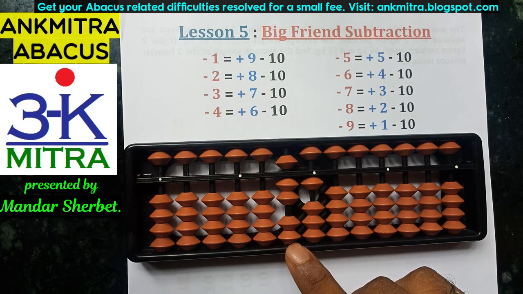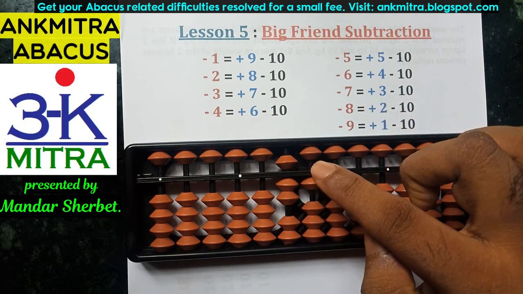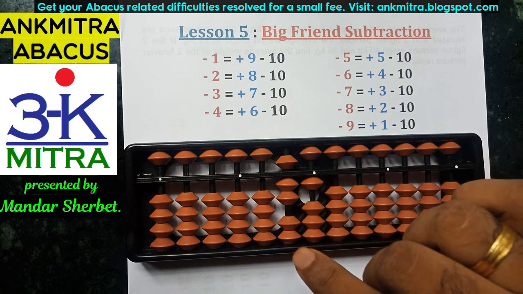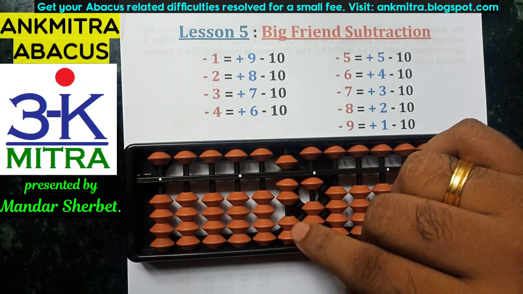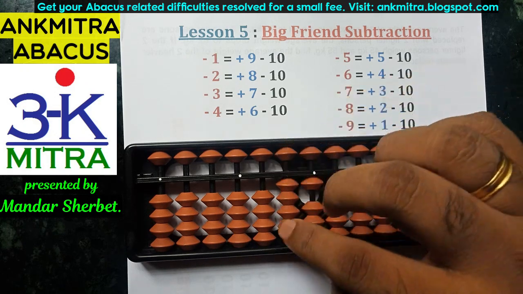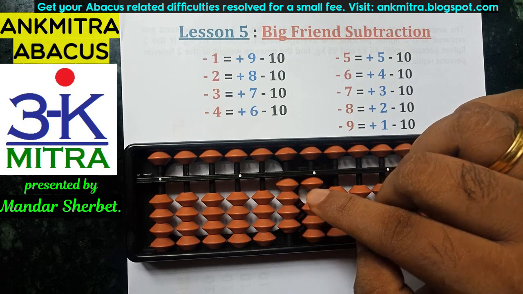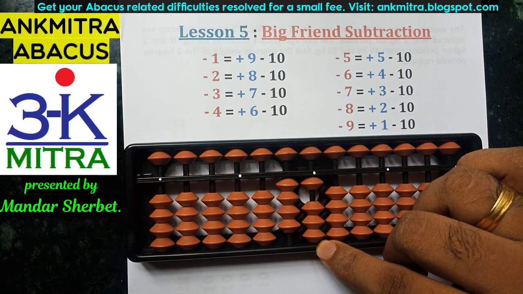For subtracting 3, I don't have 3 beads available to subtract it directly. Hence I'll check whether I can do it using the small friend formula. Here I do have the bead of 5 available to subtract. Hence I can use its small friend formula to subtract the 3 on the tens place. So for subtracting 3 on the tens place, I'll do plus 2 minus 5, which is the small friend formula of minus 3. Then coming to the units place, I need to subtract 3 here as well.